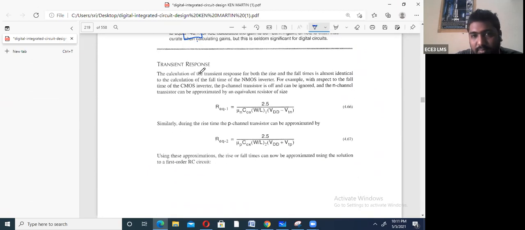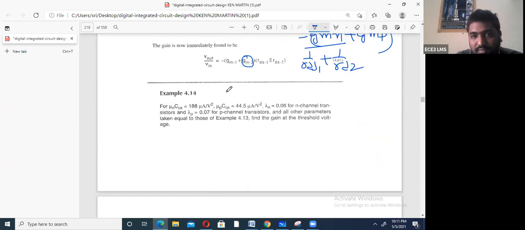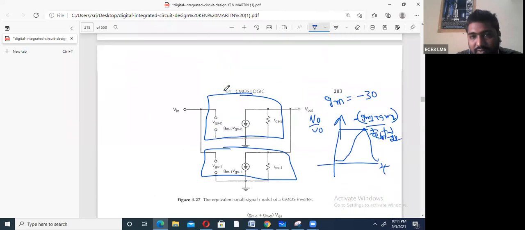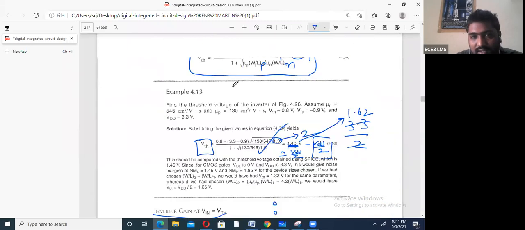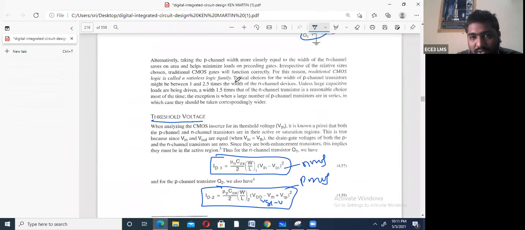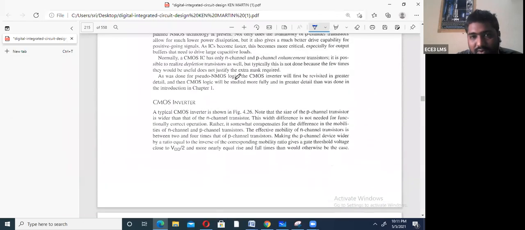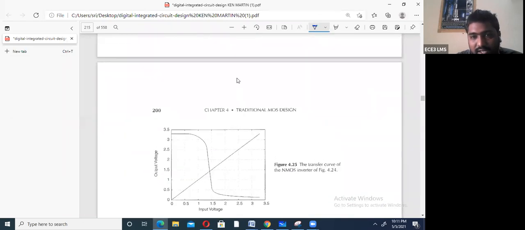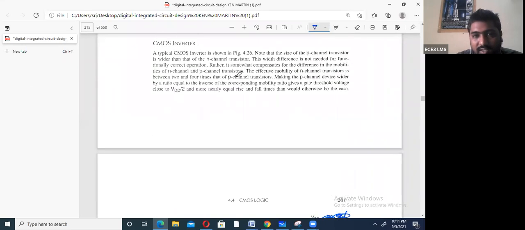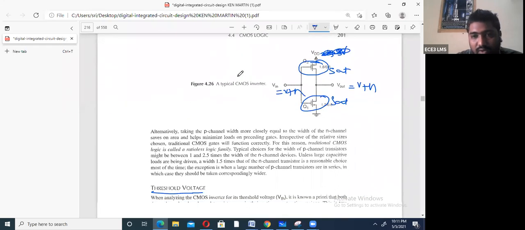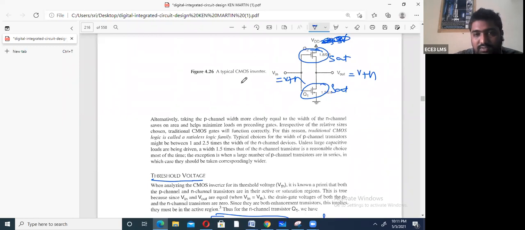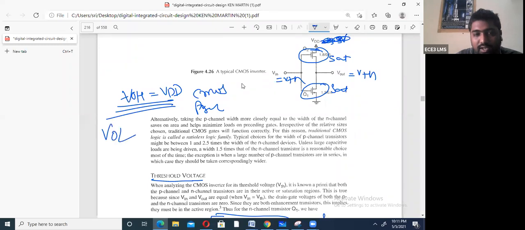Now the transient response. Here finding VOL is not given in the textbook. You solve it on your own. Finding VOH, finding VOL, because for the noise margin calculations we need VOL and VOH. VOH is nothing but VDD. In both CMOS and pseudo NMOS, VOH equals VDD. You have to find VOL.